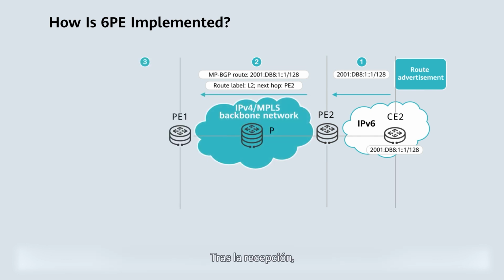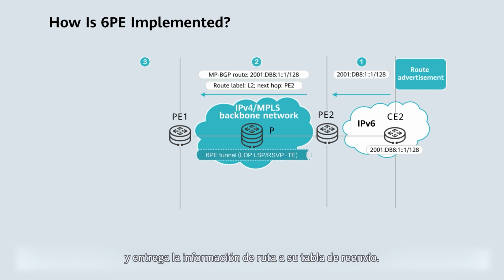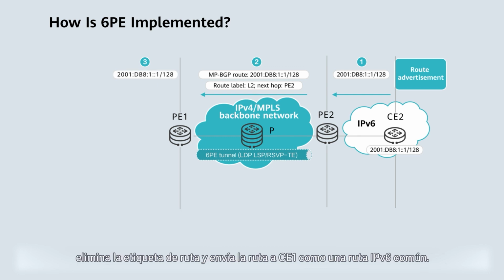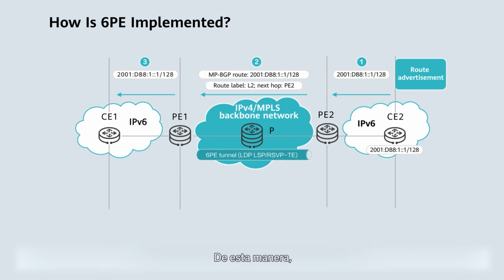Step 3. Upon receipt, PE1 recurses the route to a tunnel and delivers route information to its forwarding table. PE1 then changes the next hop of the route to itself, removes the route label, and sends the route to CE1 as a common IPv6 route. This way, the route is sent from CE2 to CE1.